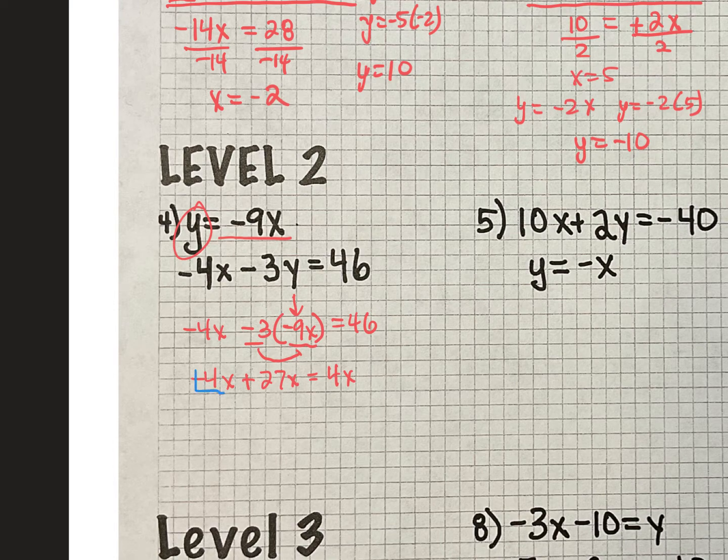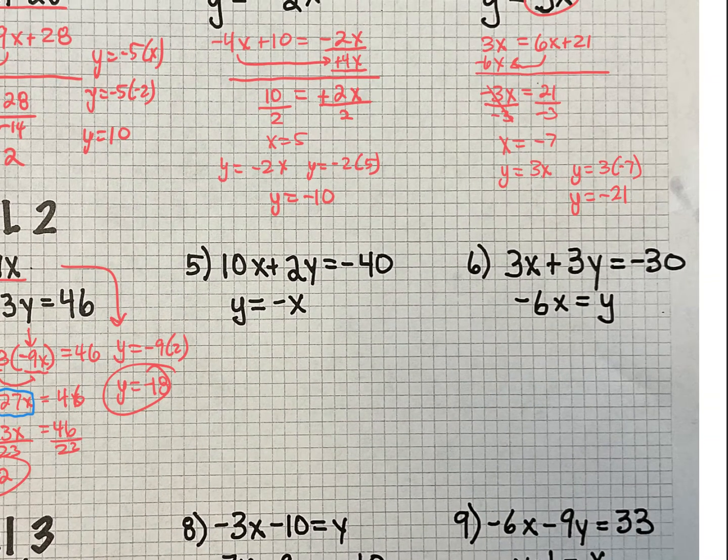We've got negative 4 people on the x team, positive 27 people on the x team. So if we have 4 people fighting on the negative x team and 27 people fighting on the positive x team, the positive team is going to win by 23 x's. They fight against each other, equals 46. Divide by 23, x equals 2. If x equals 2, y equals negative 9 times 2, y equals negative 18.